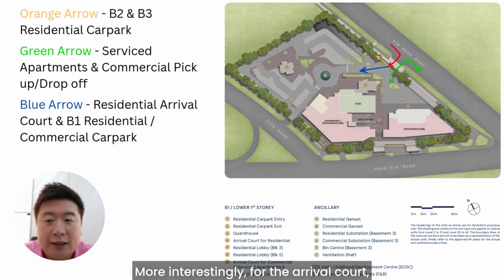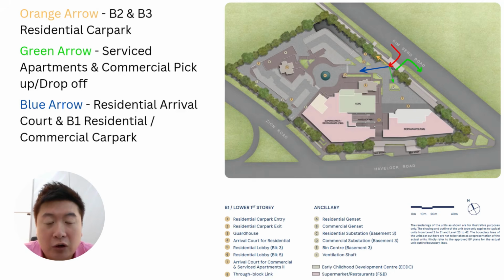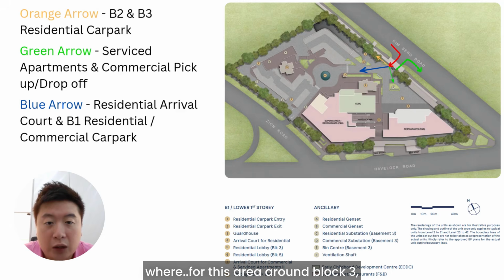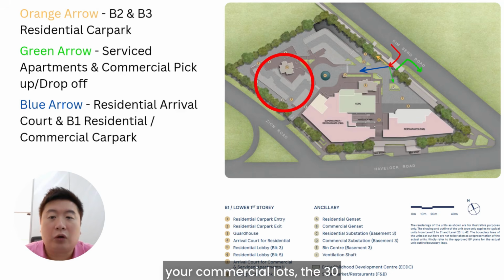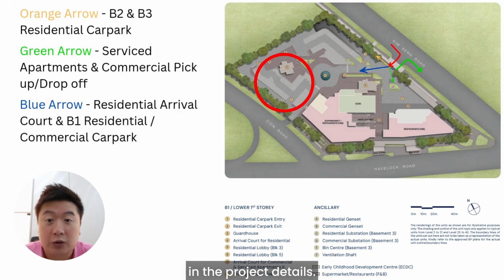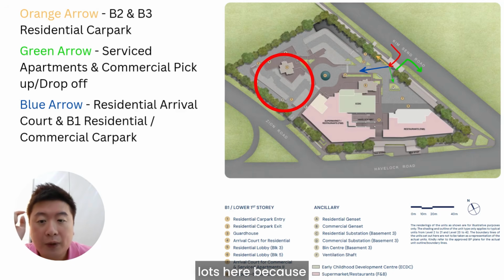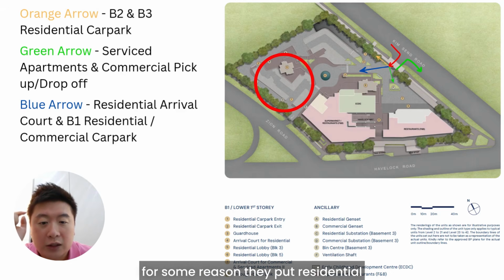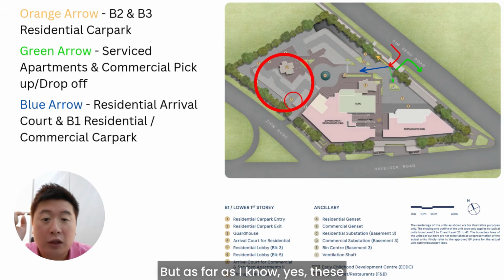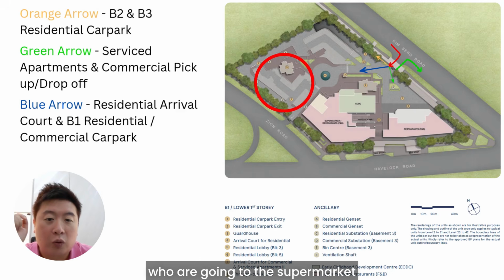More interestingly is actually the arrival court. If you go further down, around block 3, that's where you have your commercial lots, the 30 commercial lots mentioned in the project details. I'm not sure whether there will be other residential lots here because for some reason they put a residential car park entry here as well. But as far as I know, these are other commercial lots, and these commercial lots obviously serve the public folks who are going to the supermarket or the restaurants here.